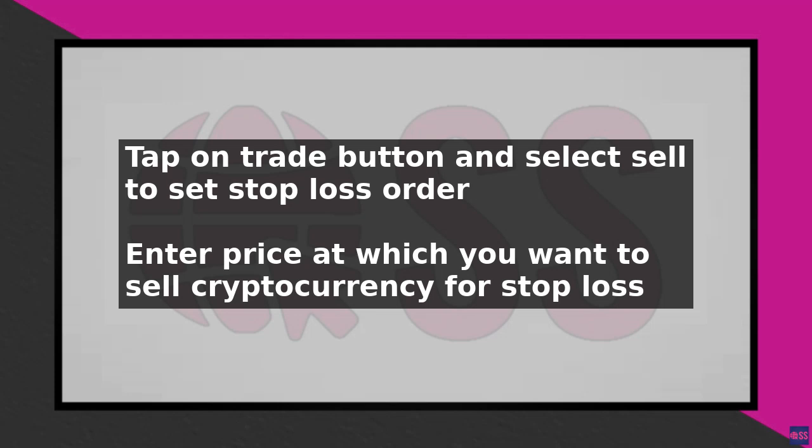For example, if you bought Bitcoin at $40,000 and you want to limit your loss to 10%, you would set the stop loss at $36,000. This means if the price of Bitcoin falls to $36,000, Robinhood will automatically sell your Bitcoin to prevent further losses.